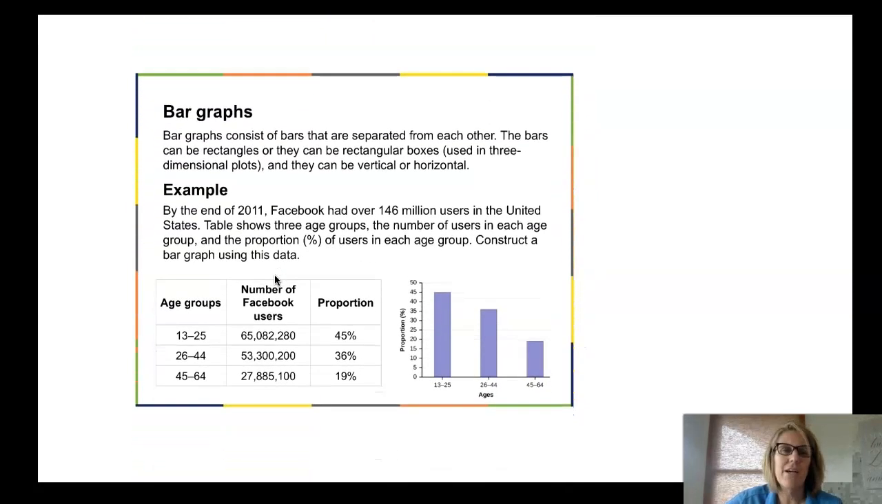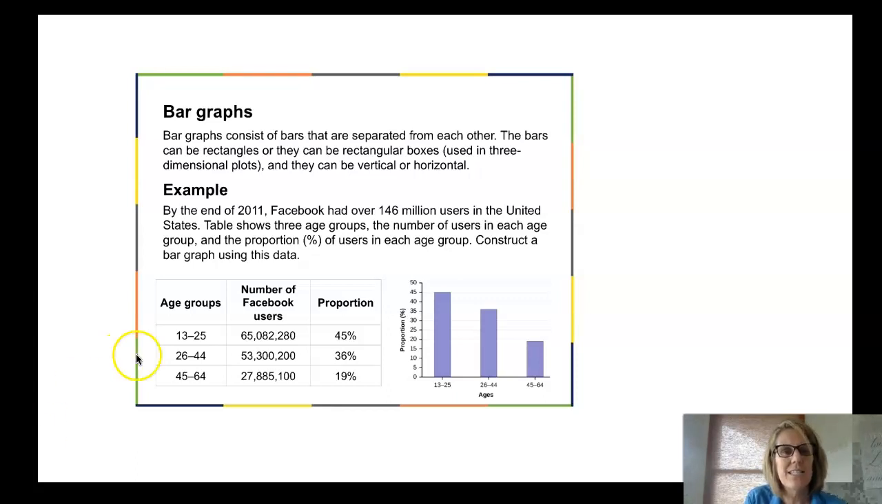Another type of graph is called a bar graph. The bar graph is used for qualitative data. So when we're dealing with qualitative data, we use a bar graph. In just a little bit, we're going to talk about histograms. They look like bar graphs, but the difference is their bars will be touching and they'll be dealing with quantitative data.